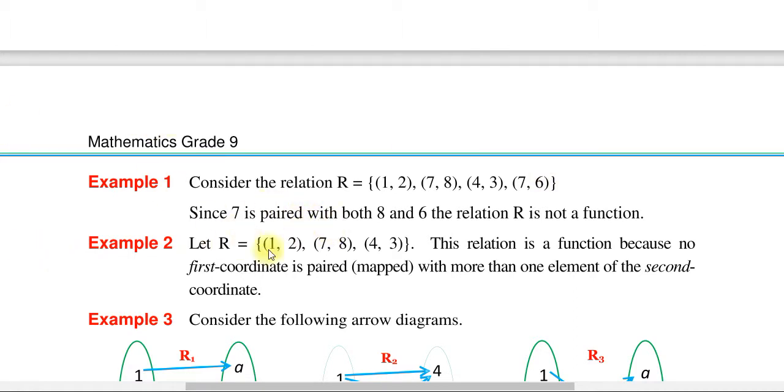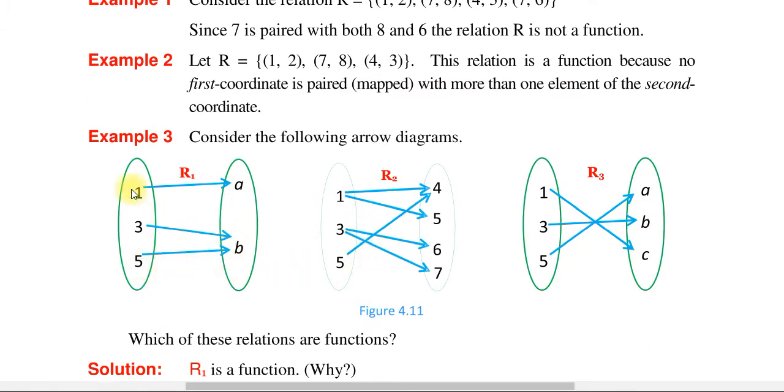Another relation is given with ordered pairs (1,2), (7,8), (4,3). This relation is a function because no first coordinate is paired or mapped with more than one element of the second coordinate. Okay? Now there is no repeated first coordinate. For example 1, 7, 4, none is repeated. So as long as nothing is repeated, the relation can be a function. R1 pairs 1 with 5 and 4, 3 with 6 and 7, and 5 with 4.